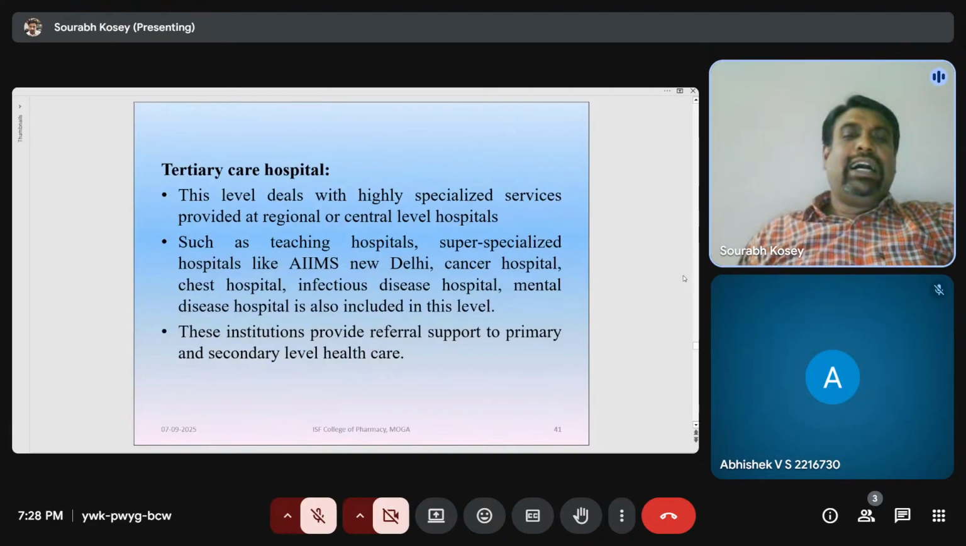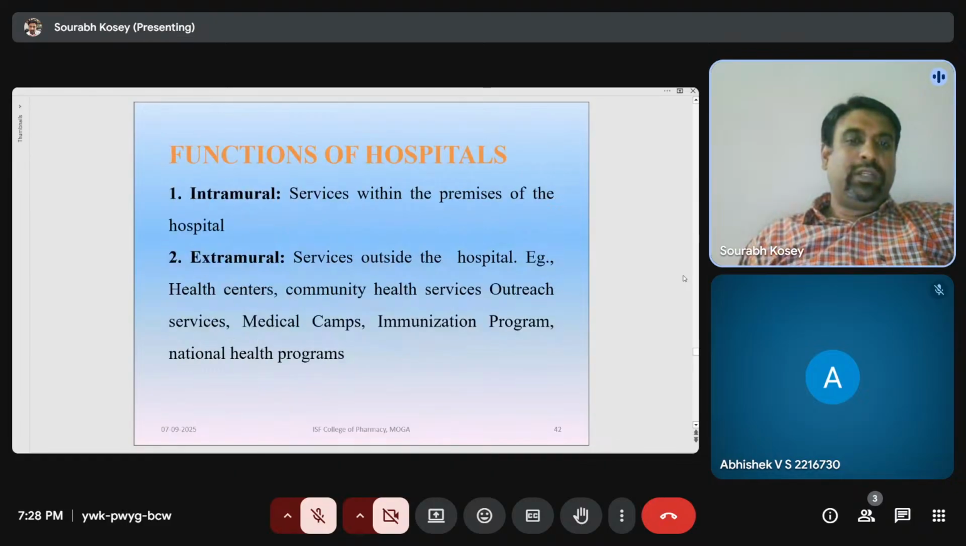Tertiary care is provided by hospitals having high specialties at the regional or central level, like the All India Institute of Medical Sciences, New Delhi, cancer hospitals, Pandit Jawaharlal Nehru Hospital, Cancer Hospital at Bhopal, infectious disease hospitals, and mental disease hospitals in psychology. These referral hospitals provide support to the primary and secondary levels of healthcare hospitals.